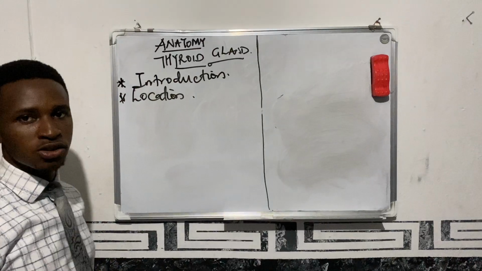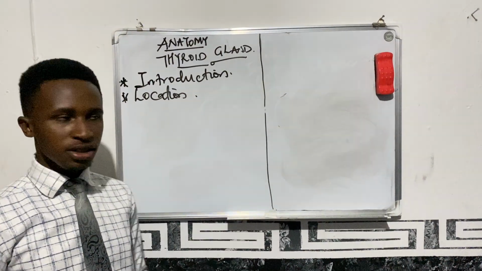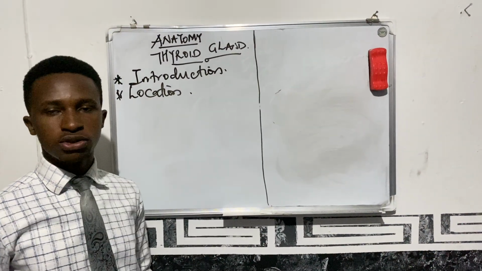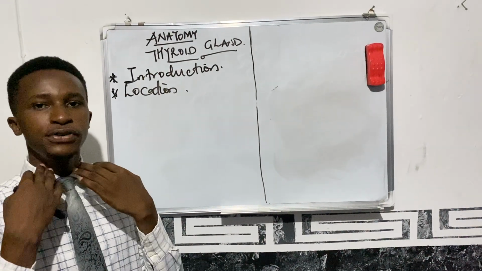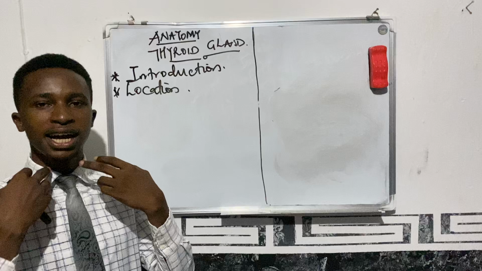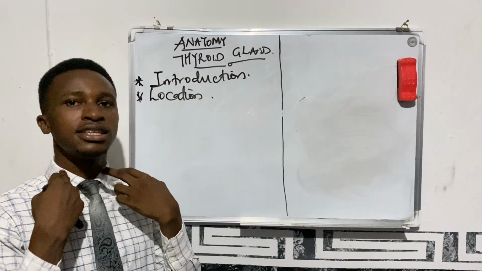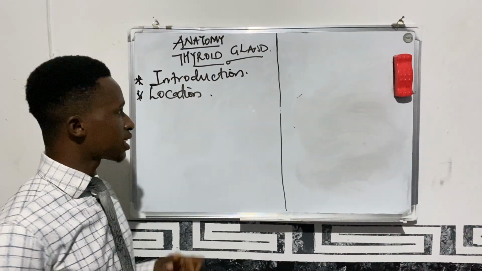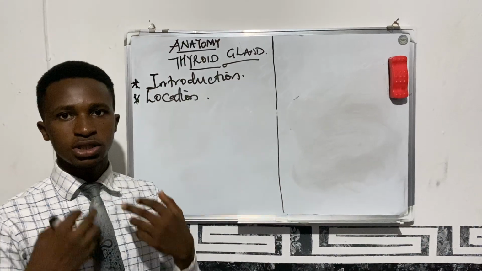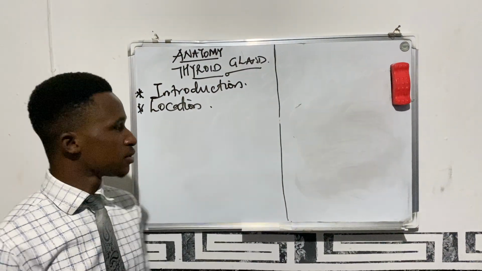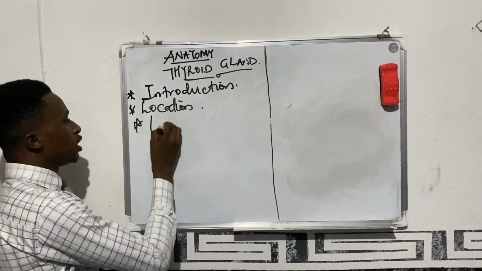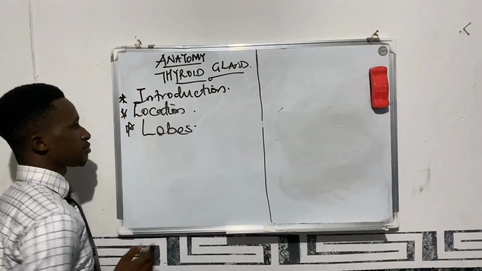Where is the thyroid gland located? For descriptive purposes, the thyroid gland is located in the neck, at the inferior aspect of the neck, lateral to the trachea and the larynx. So lateral to the trachea and the larynx, we are going to see what we refer to as the thyroid gland. With that, we move to the lobes of the thyroid gland.